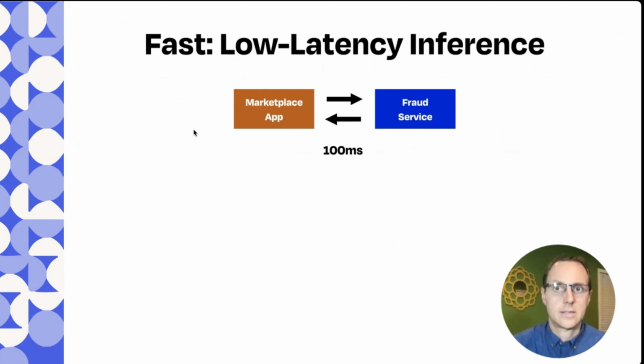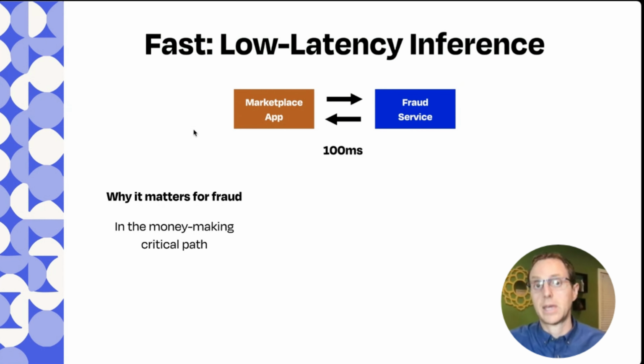So by fast, what I mean is that we're talking about low latency inference here, right? From the time that you have a transaction attempt until you decide whether you're going to allow it or not, typically needs to be very, very fast, on the order of milliseconds. The reason is for transactional fraud like this, you're in the critical path of making money, right? So you can't be waiting seconds, typically, unless you want to create a really bad customer experience.